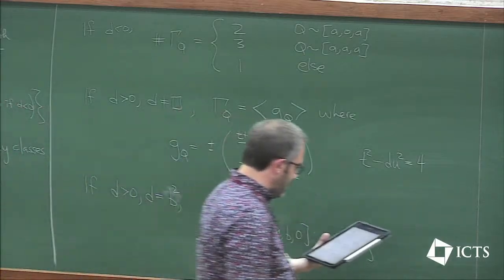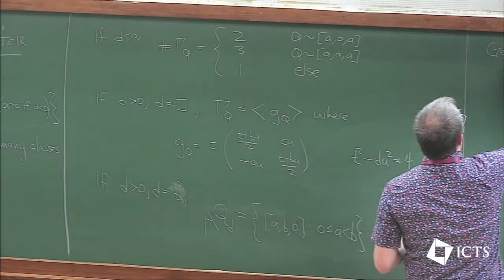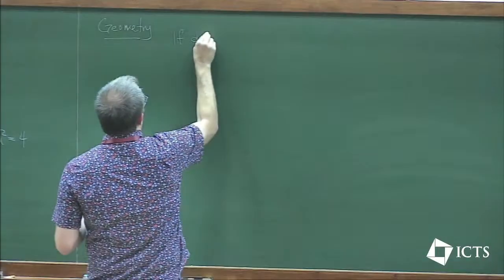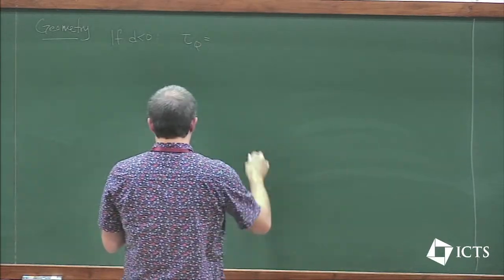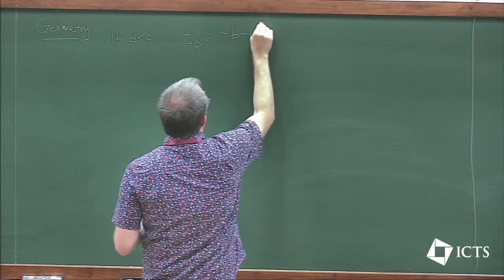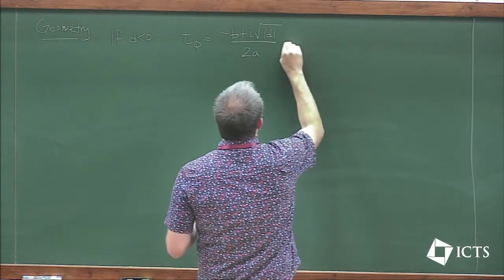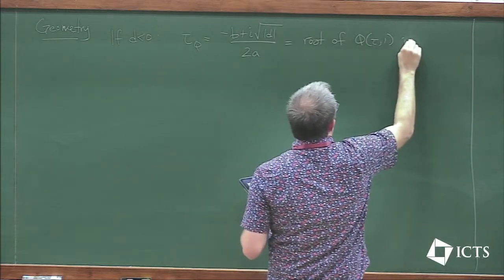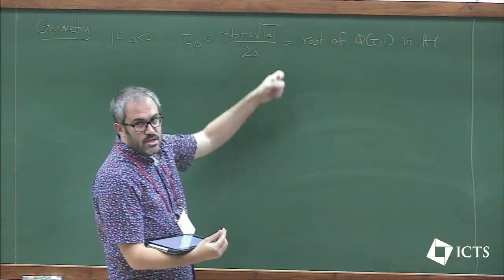Some more definitions. Let's talk about some geometry. Okay, so some geometry. So if d is negative, there's a distinguished element of the upper half plane called tau_Q. It's (minus b plus i square root of the absolute value of d) over 2a. And this is the root of Q(tau, 1) in the upper half plane. Remember, I'm assuming a is positive, so this actually is in the upper half plane.